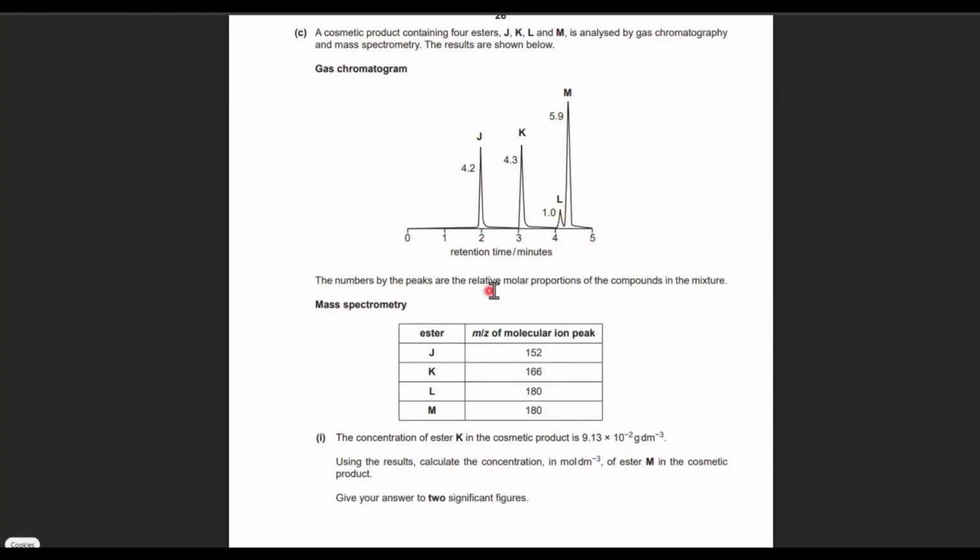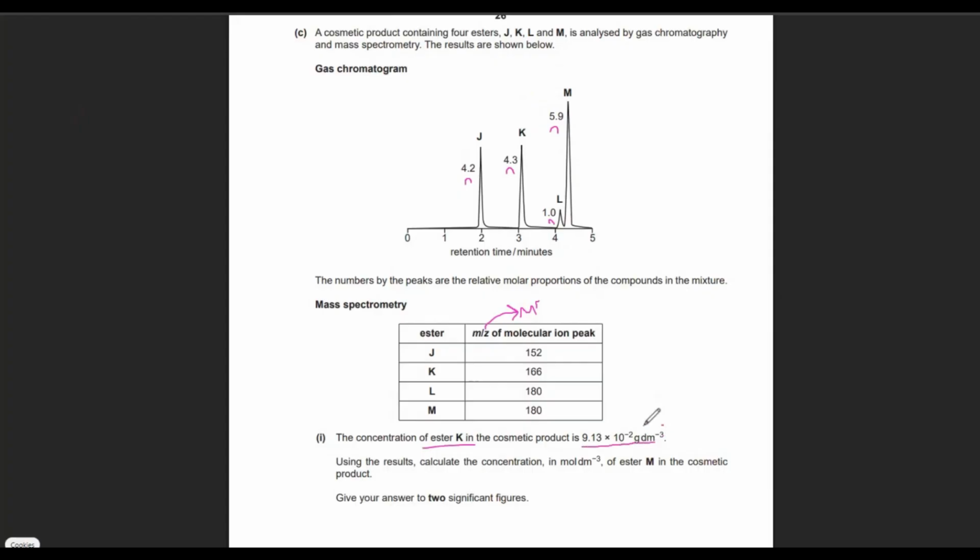So essentially, they are the moles of each of these products. So we got 4.2 moles of J, 4.3 of K, and 5.9 of M, and 1 of L. I know they're not the actual moles, but they're relative to each other. We got the mass spectrometry here, and we've got the MZ value, which is equivalent to the MR in this situation. And so we have J is 152, K is 166, and L and M are 180.